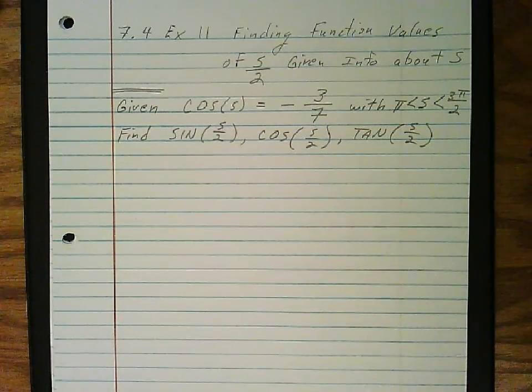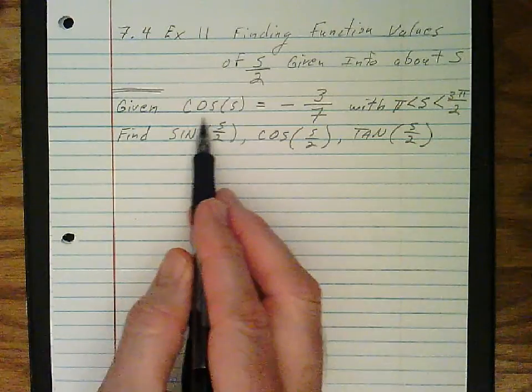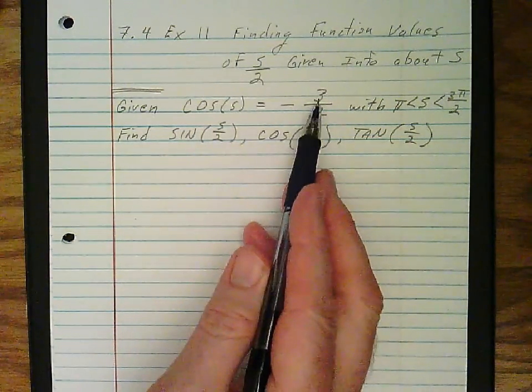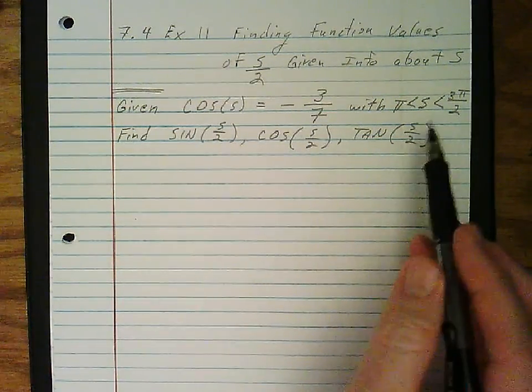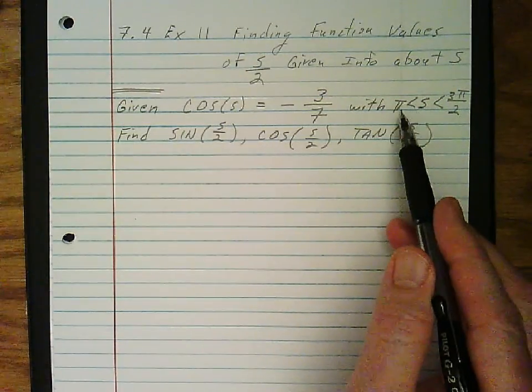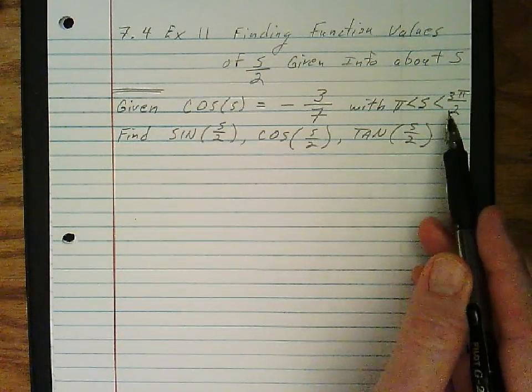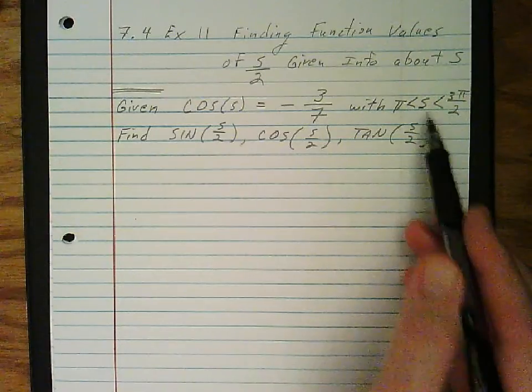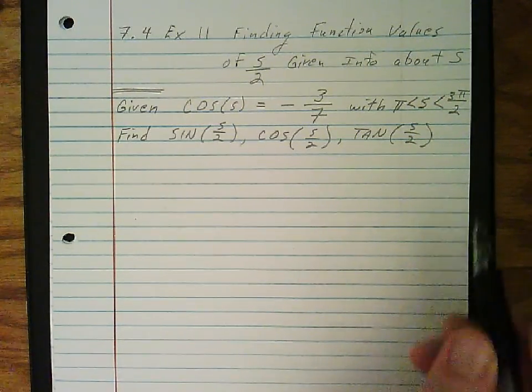This sample example problem goes along with 7.4 example 11, finding function values of s over 2 given information about angle s. So here we're given the cosine of angle s equals -3/7, and it also tells you that s, not s over 2, is in between pi and 3π/2, putting angle s in quadrant 3.